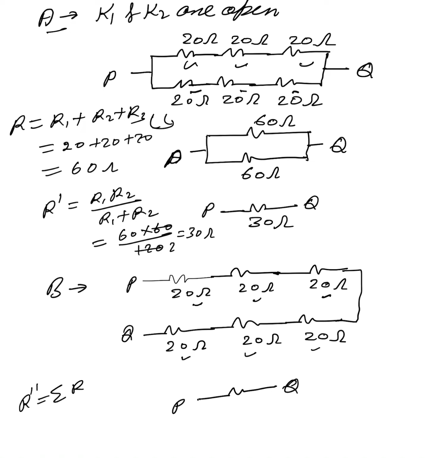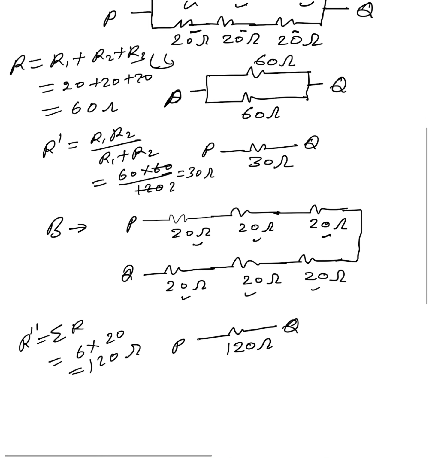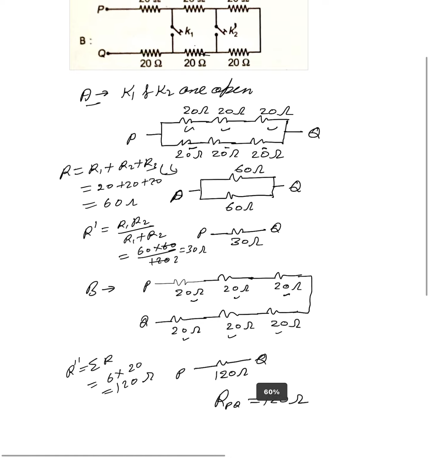That is 20, 20, 20, six times 20, which is 120 ohm. So R of PQ is written as 120 ohm. Clear or not? Clear or not?